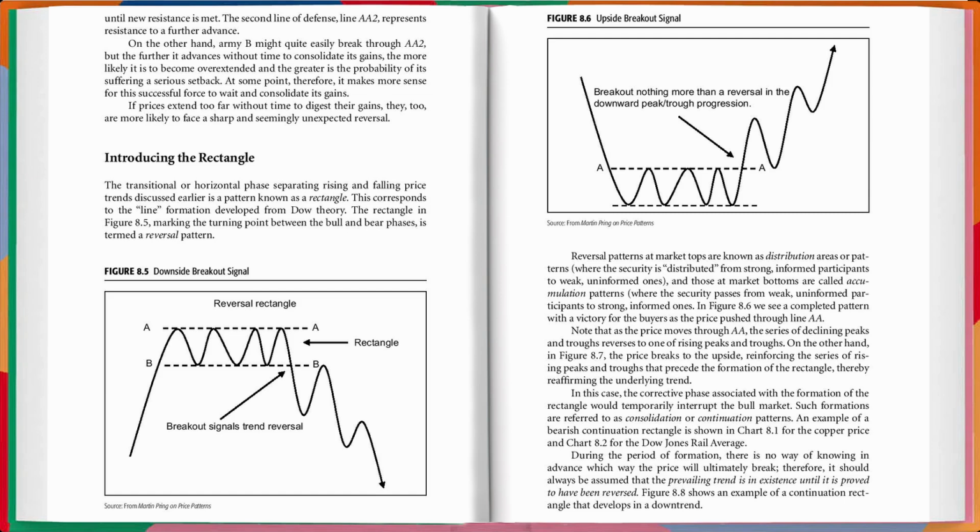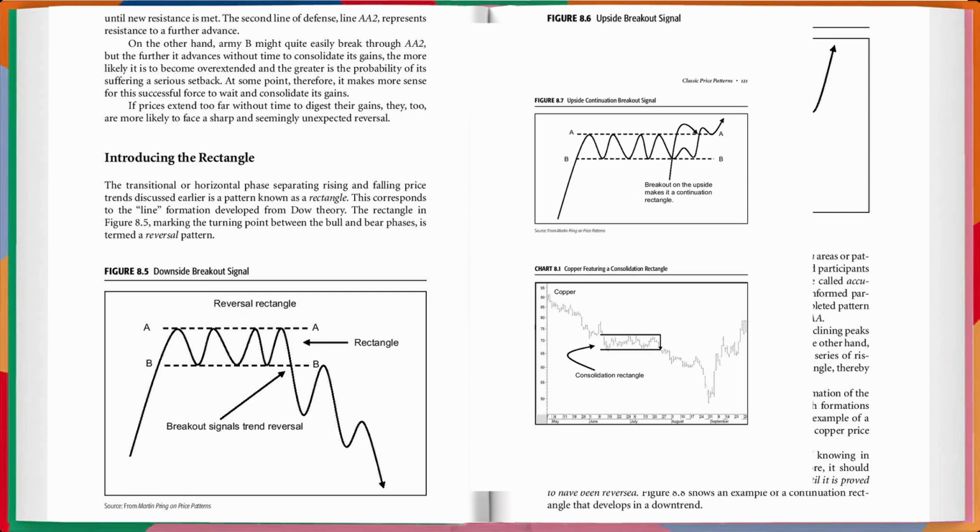In this case, the corrective phase associated with the formation of the rectangle would temporarily interrupt the bull market. Such formations are referred to as consolidation or continuation patterns. An example of a bearish continuation rectangle is shown in Chart 8.1 for the copper price and Chart 8.2 for the Dow Jones Rail Average.